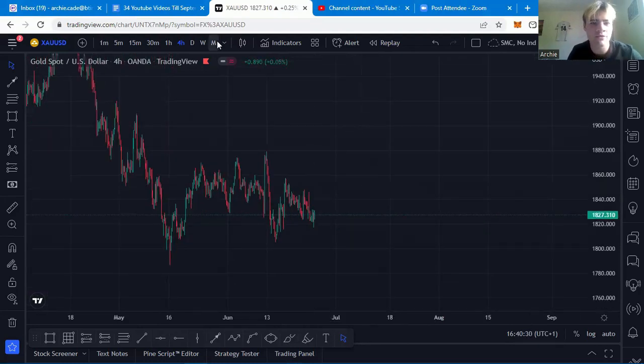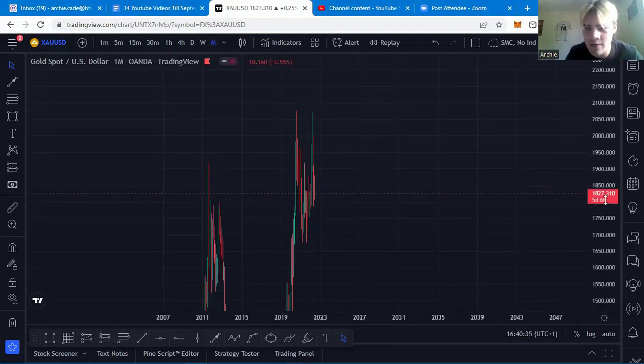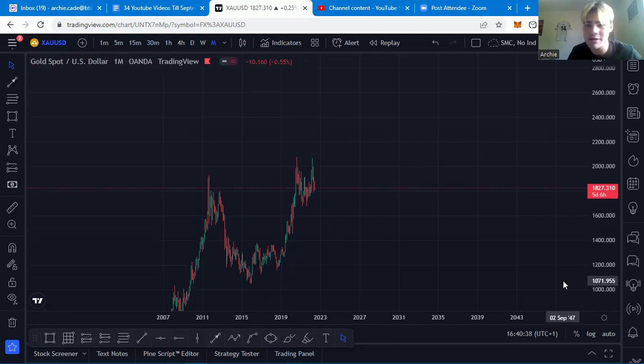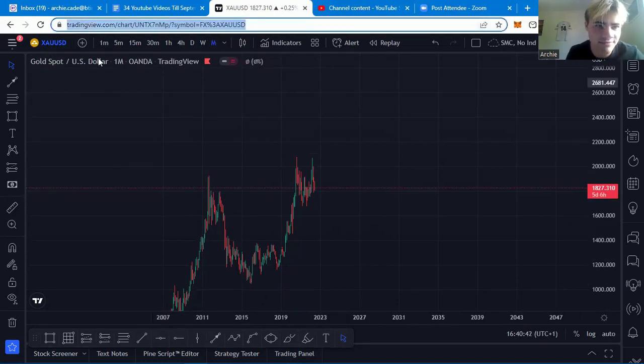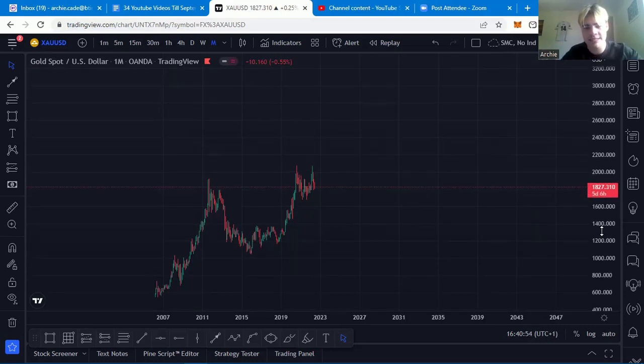So if we start on the monthly timeframe, okay, here is the gold chart, otherwise known as XAUUSD. Now, for those of you that are complete beginners that have never done any trading before, up at the top we can see tradingview.com, which is a great place to do chart analysis. If you're new to trading, head there, get a free account and essentially see these charts that I'm seeing today and do your chart analysis completely for free.